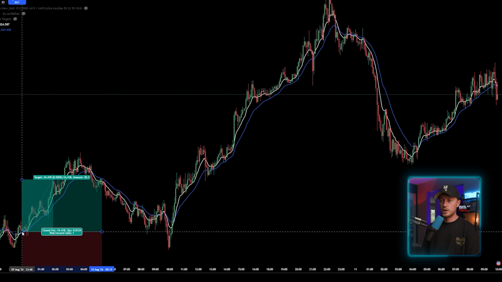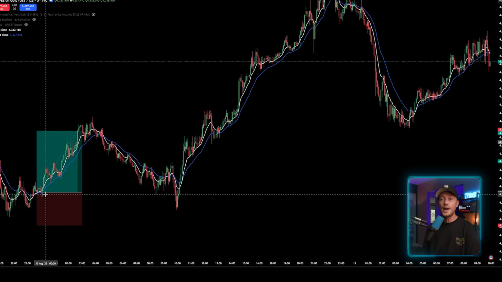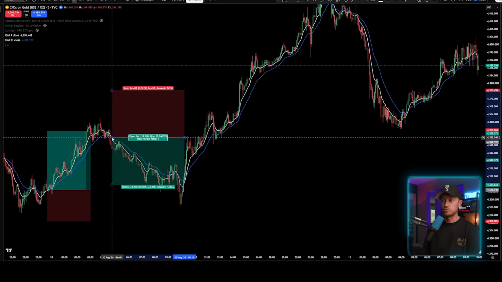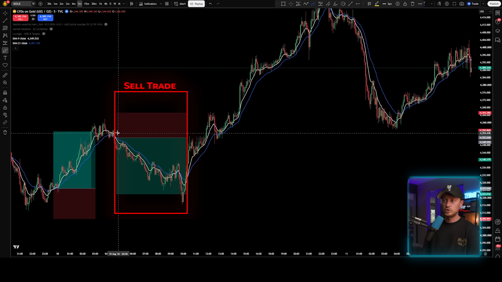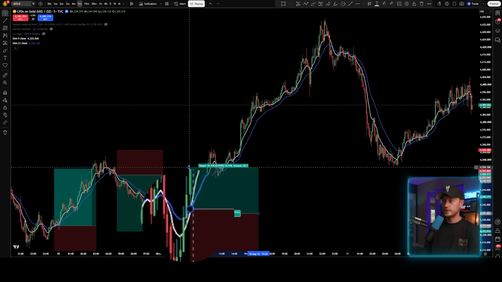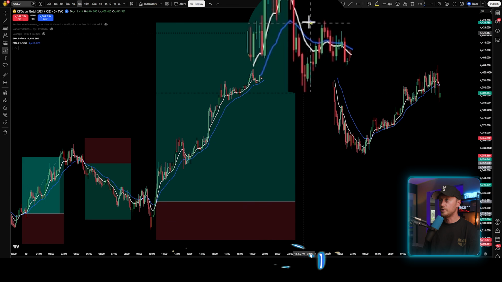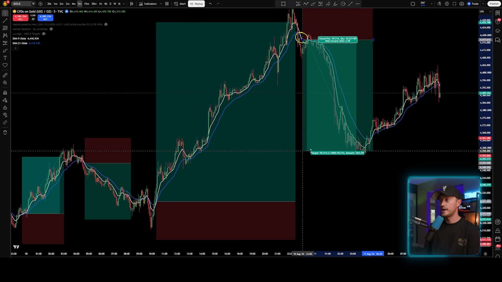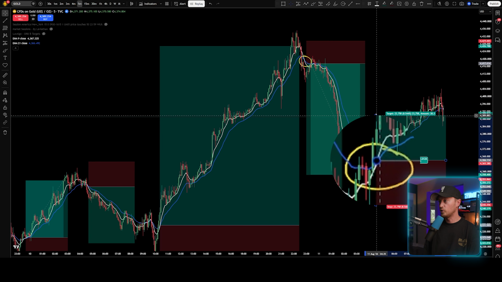This is our first cross right there, giving us a buy trade opportunity because the white line crossed above the blue line. And the next cross happens right here, giving us a sell opportunity because the white line crossed below the blue line. And obviously we've got this huge cross right here for a massive, massive trade right there. And then another cross down right here for a big short position. And you guessed it, one more time right there for another winning position.